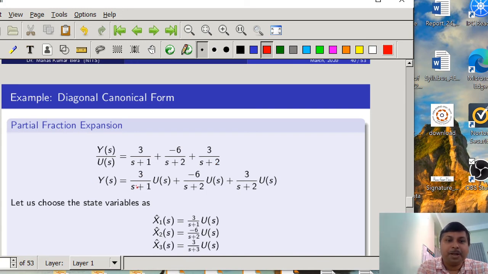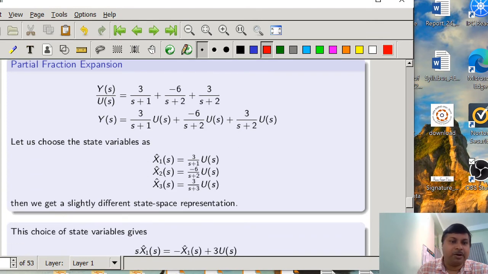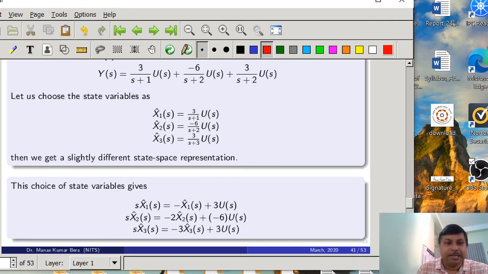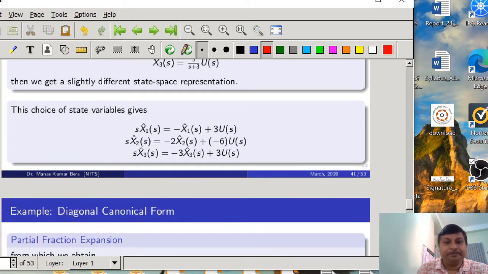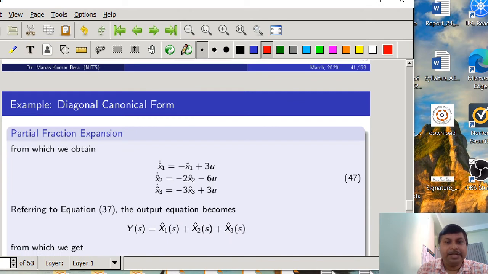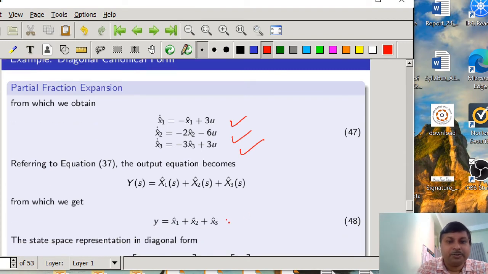Now you multiply by U(s) to get the output expression, and we can choose the state variables as x1 hat of s equal to 3 by s plus 1 into u of s, then x2 hat and x3 hat accordingly. Now we write s into x1 hat of s, s into x2 hat of s, s into x3 hat of s. Then we take the inverse Laplace transform and we get the three state equations like this, and the output equation is simple. There will be only the addition of the states: x1 plus x2 plus x3 hat. So this is the output expression.